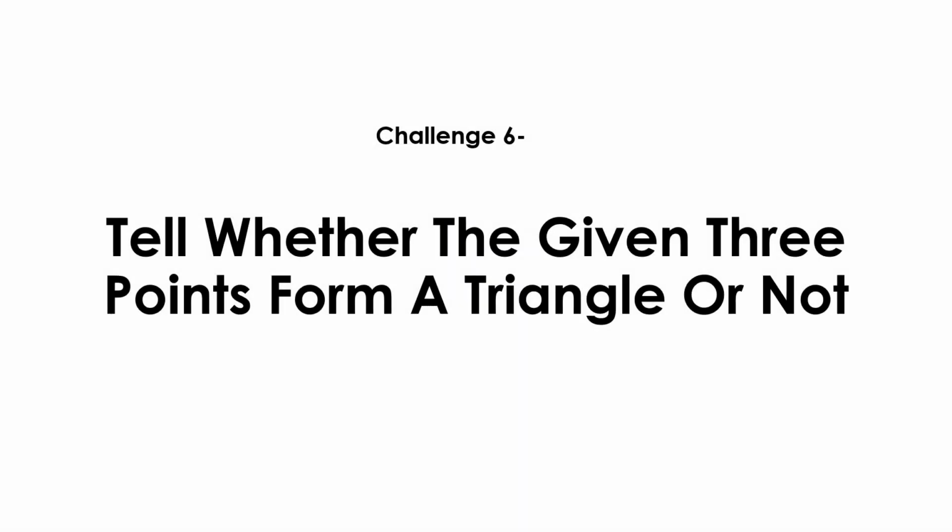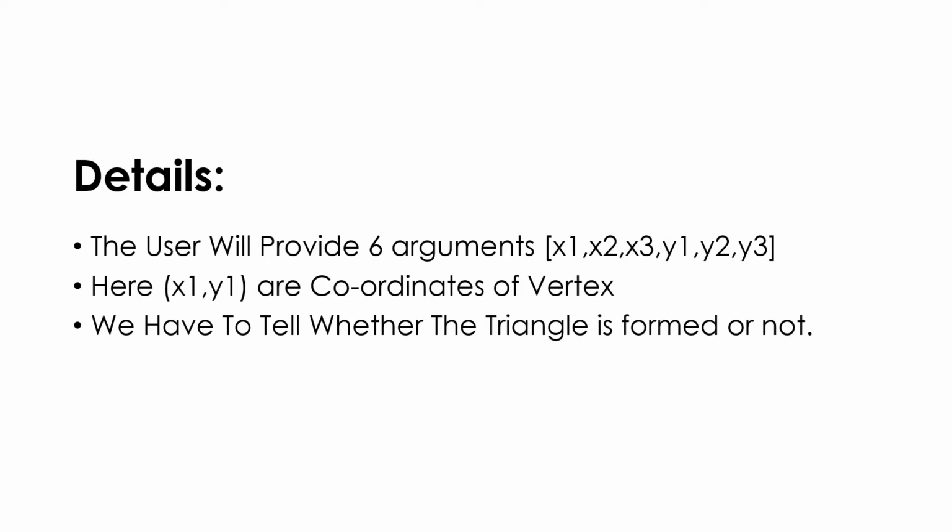Okay guys, so today's question is: the user will give us 3 points and we have to tell whether the 3 points make a triangle or not. This question is comparatively easier than the other questions I have already done. The user will give us a matrix or a vector which will provide the input arguments, which will be the coordinates of the points that will form a triangle. We have to check whether they will form a triangle or not.